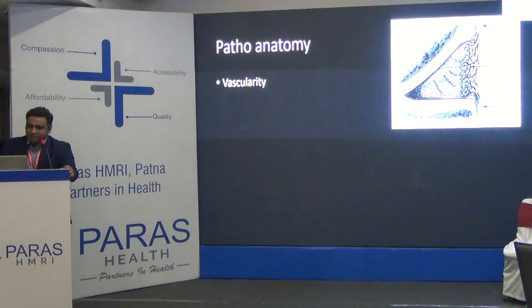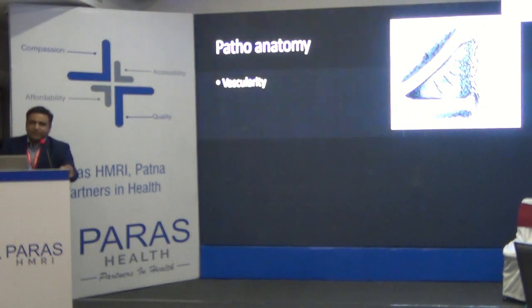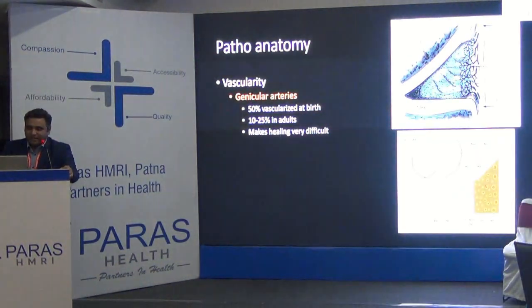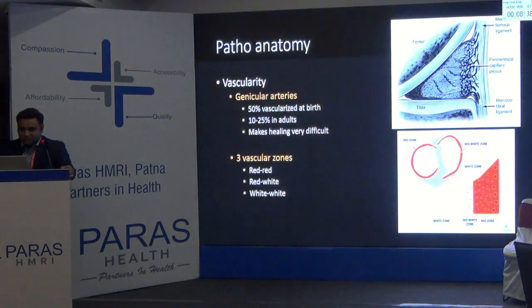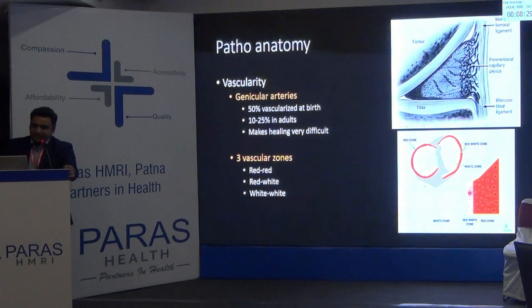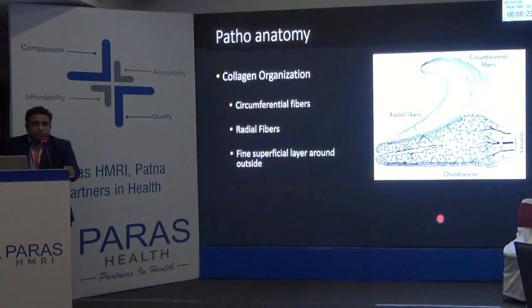When you look at the vascularity, that is of prime importance, because vascularity decides whether the meniscus is to be resected or repaired. It is supplied by the genicular arteries, and at birth almost 50% of the meniscus is vascularized. Based on that, there are 3 vascular zones: red, which is the most peripheral, then the red-white zone, and the white zone. In terms of histology, the collagen is arranged circumferentially.